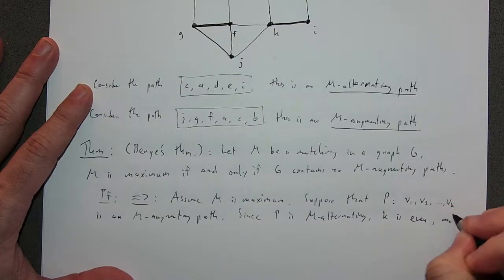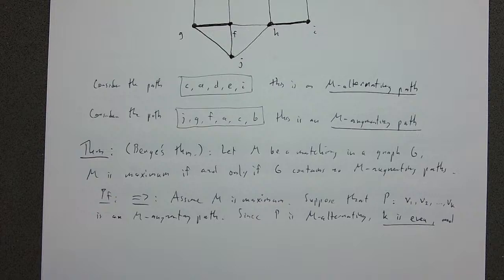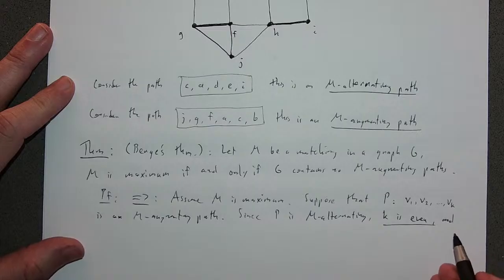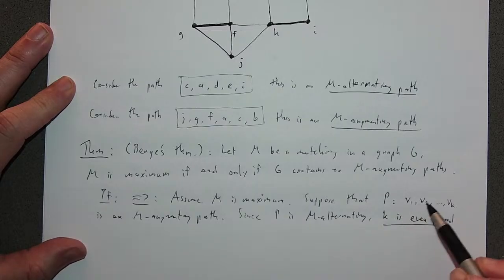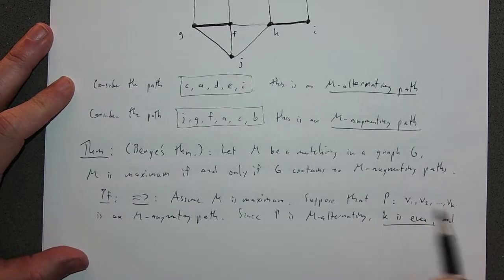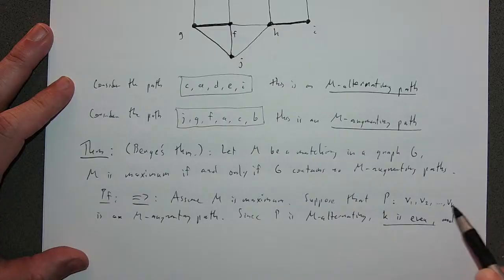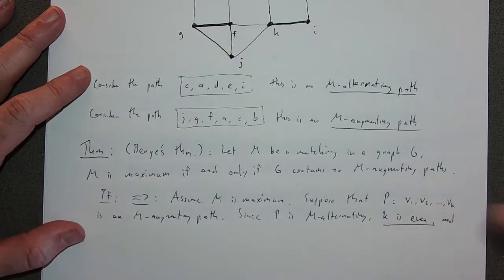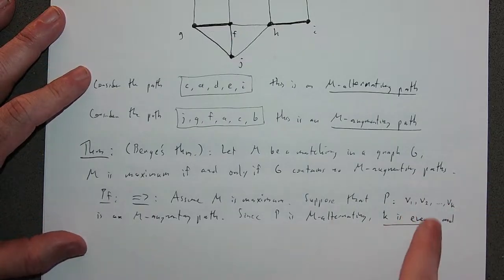And I know more. I know the edges that are in M. So, for instance, V1, V2, that edge can't be in M because V1 and Vk, because this is an M augmenting path, are M unsaturated. So V1 to V2, that edge, and V sub k minus 1 to Vk, that edge is definitely not in M, and none of the alternating ones are in M. But every other one is in M, right?